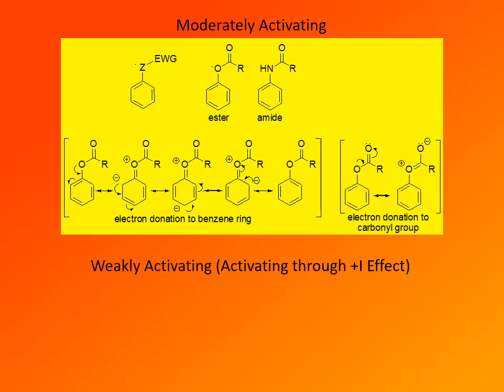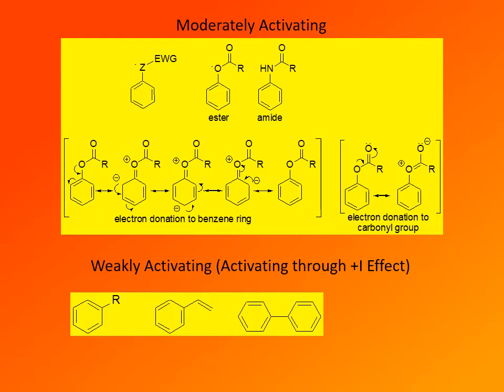Weakly activating substituents are substituents that activate the benzene ring through positive inductive effect, and those are typically hydrocarbon substituents such as alkyl groups. Also the vinyl group fits into this class, and benzene rings, for example in biphenyl, activate each other. Again, the effect is relatively weak, nonetheless it's noticeable, so those are weakly activating substituents.